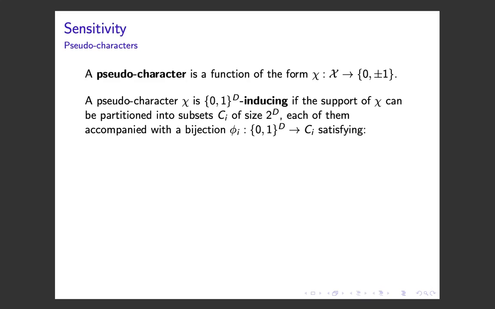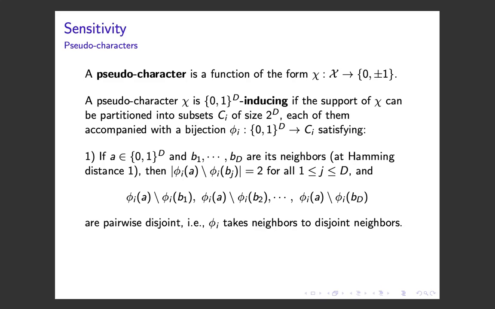So here's where this masquerading bit comes in, satisfying the following. The first condition is that if I have A in the D hypercube, and I look at its neighbors, so these are all at Hamming distance 1, and I look at all of their images under phi sub I, and I look at the set difference, and I get 2, and this is for each of my neighbors, from j equal to 1 to D.